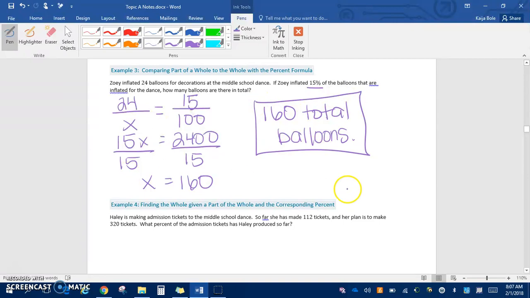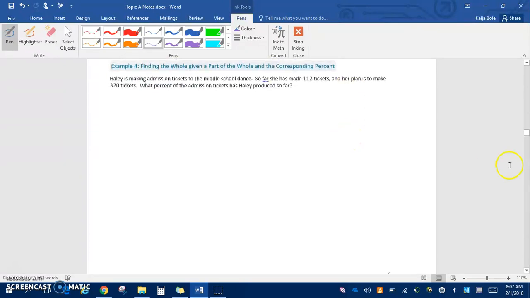Alright, and then one more here. Haley is making admission tickets to the middle school dance. So far she has made 112 tickets, and her plan is to make 320 tickets. What percent of the admission tickets has Haley produced so far?